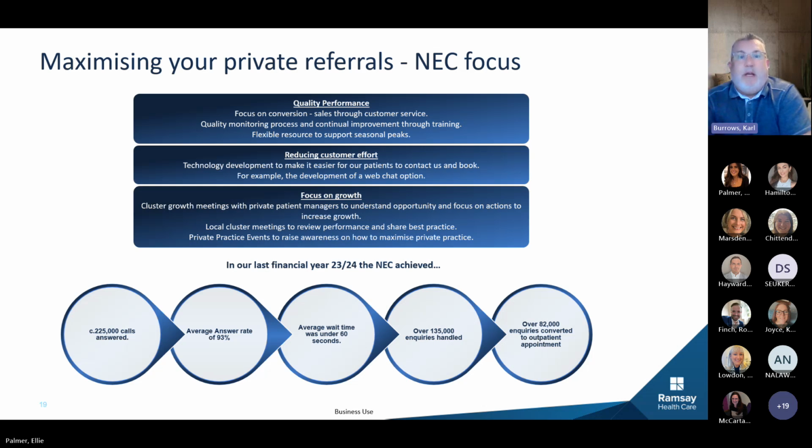Of that 250,000 calls, not all of them are opportunities. We do answer overflow calls and general queries. There's lots of noise that comes into the contact centre, but we have secured 135,000 inquiries handled, and 60% of those, 82,000 inquiries, have converted into outpatient appointment bookings. So I'm really proud of that. That's my slide done. I'm going to pass over to Sarah now, one of our TLs.